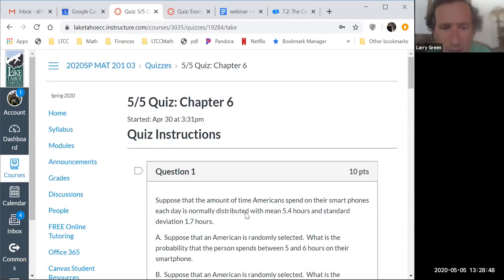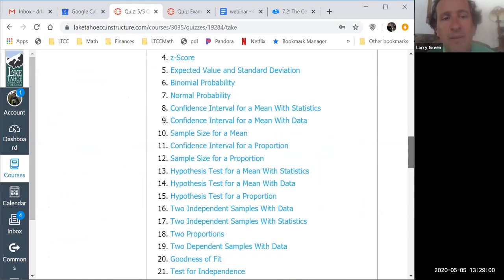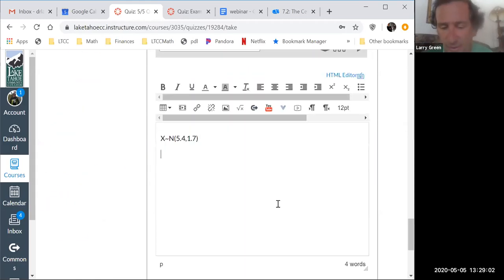Okay, then the question is, suppose that an American is randomly selected. What is the probability the person spends between 5 and 6 hours on their smartphone? Okay, so for part A, we want the probability that 5 is less than x is less than 6. Any questions on that's what we want?